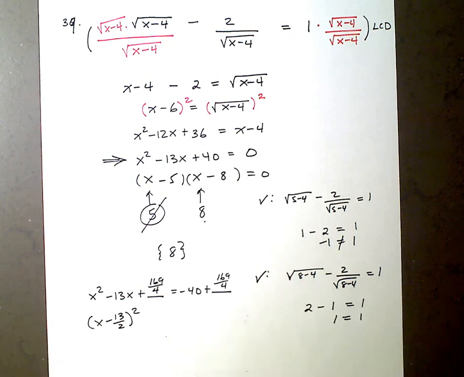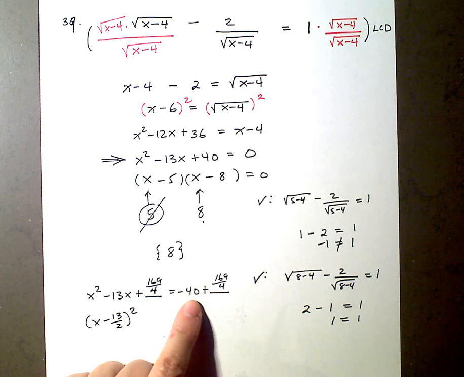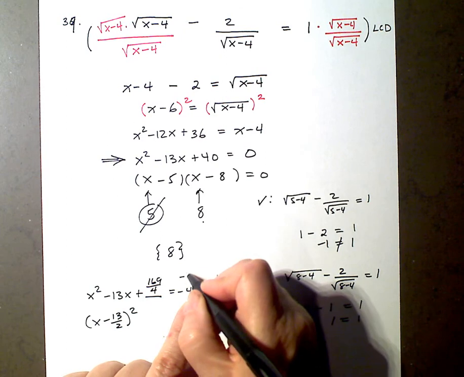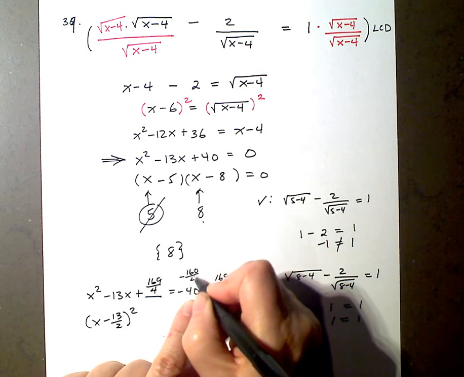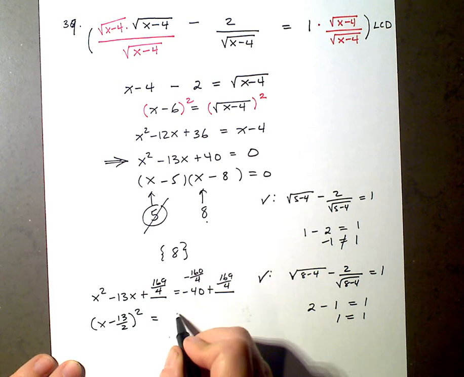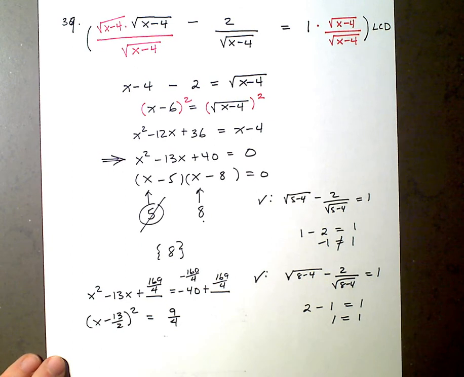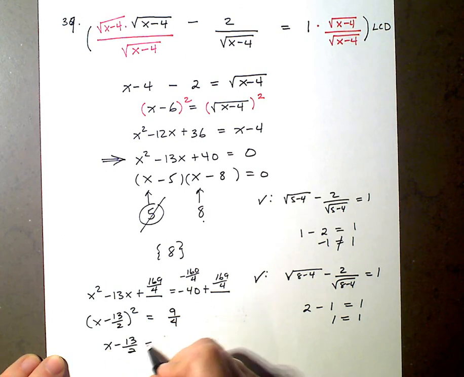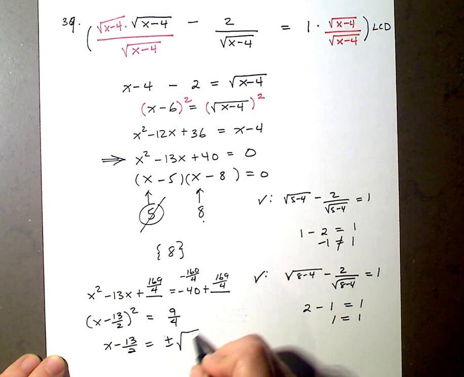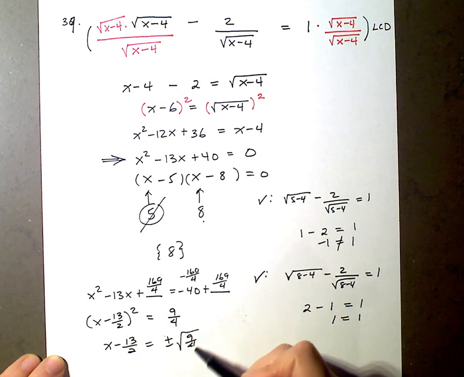So I have to combine a negative 40 with 169 fourths, so this is negative 160 fourths, the 40. So 169 minus 160 leaves 9 fourths. Nice and convenient, both numerator and denominator perfect squares. So I get x minus 13 halves squared is equal to the positive and negative square root of 9 fourths, which we can see is going to be 3 halves.